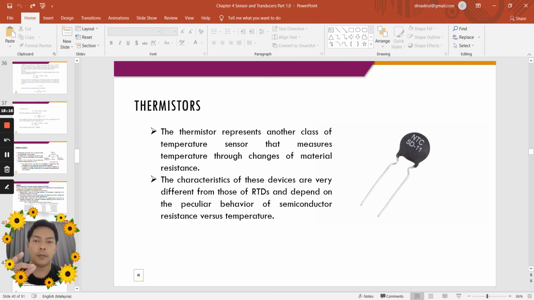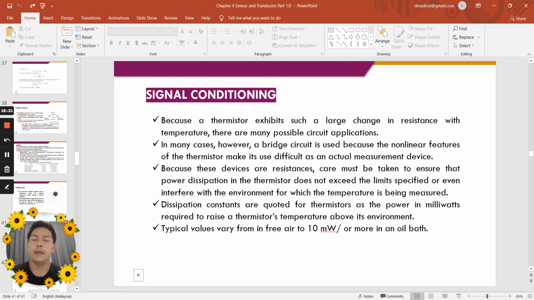The word thermistor is a combination of thermal and resistor, or semiconductor. Because a thermistor exhibits such a large change in resistance with temperature, there are many possible circuit applications. So for a thermistor, you can apply a lot of circuit applications because of the large change in resistance with temperature.